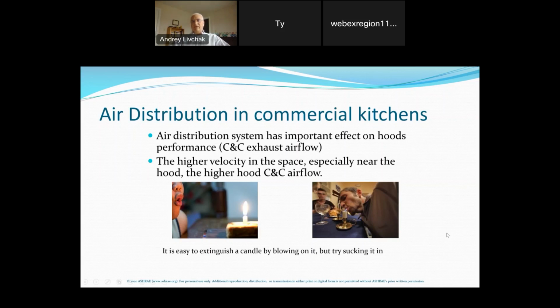It's very easy to explain. You can see the strong guy trying to blow out the candle by sucking, and he's not successful, but even a child can blow out the candle when blowing on it. So that's the same principle of how air distribution works in the kitchen environment as well. So you don't want to create any drafts in the kitchen.